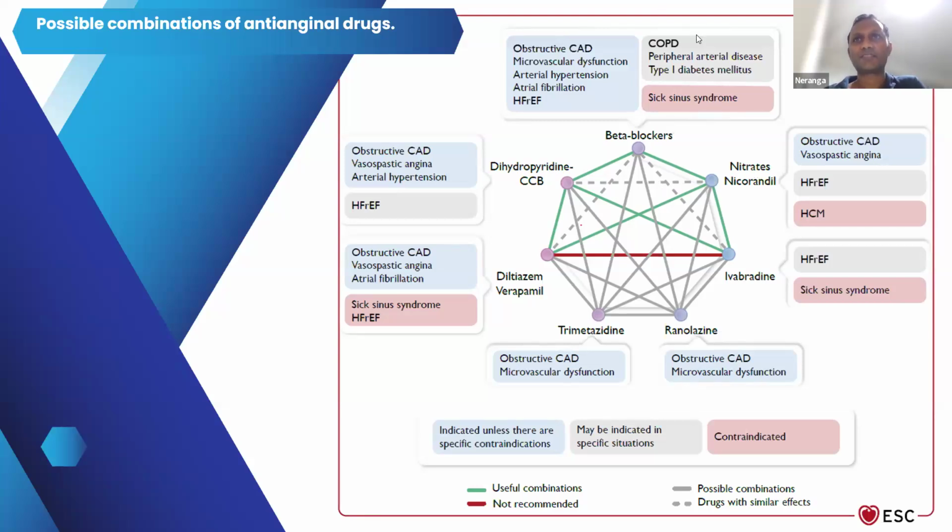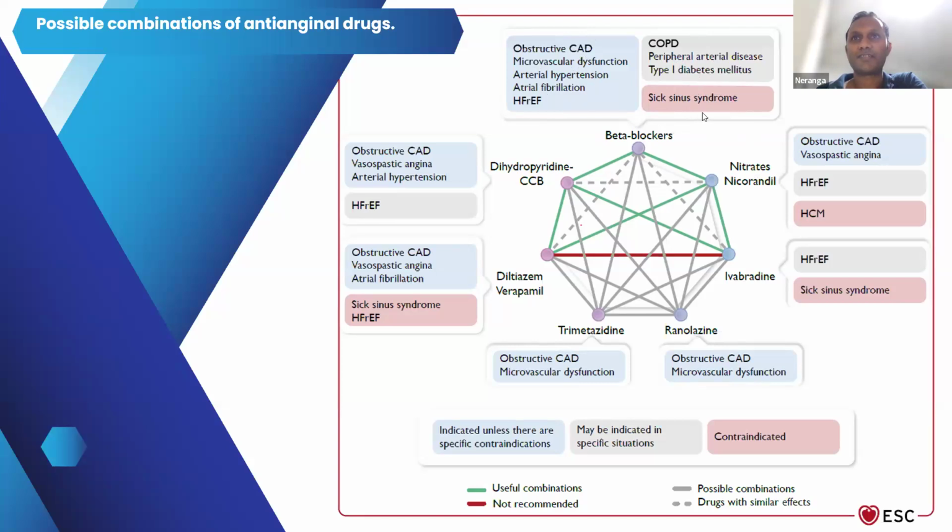If the patient has COPD, you have to be cautious. But in patients with obstructive coronary artery disease, microvascular dysfunction, hypertension, AF, heart failure, beta blockers are preferred, etc. But they are contraindicated in sick sinus syndrome and not preferred in COPD. But in COPD patients, you can actually give a cardiac specific beta blocker, bisoprolol. There's no problem. You can continue beta blockers with inhalers.